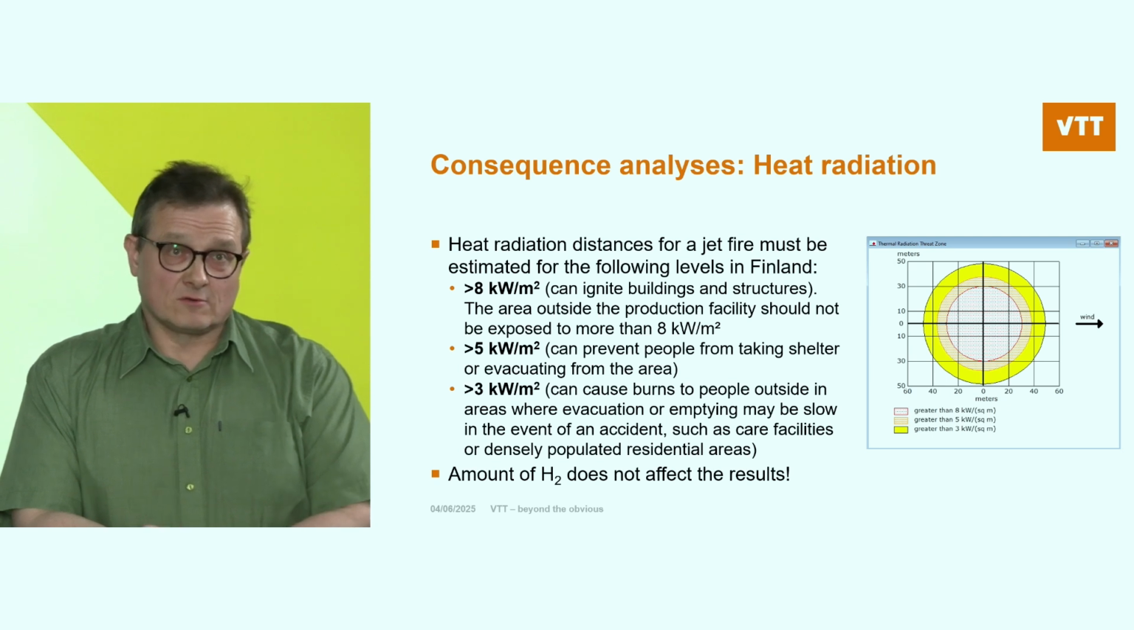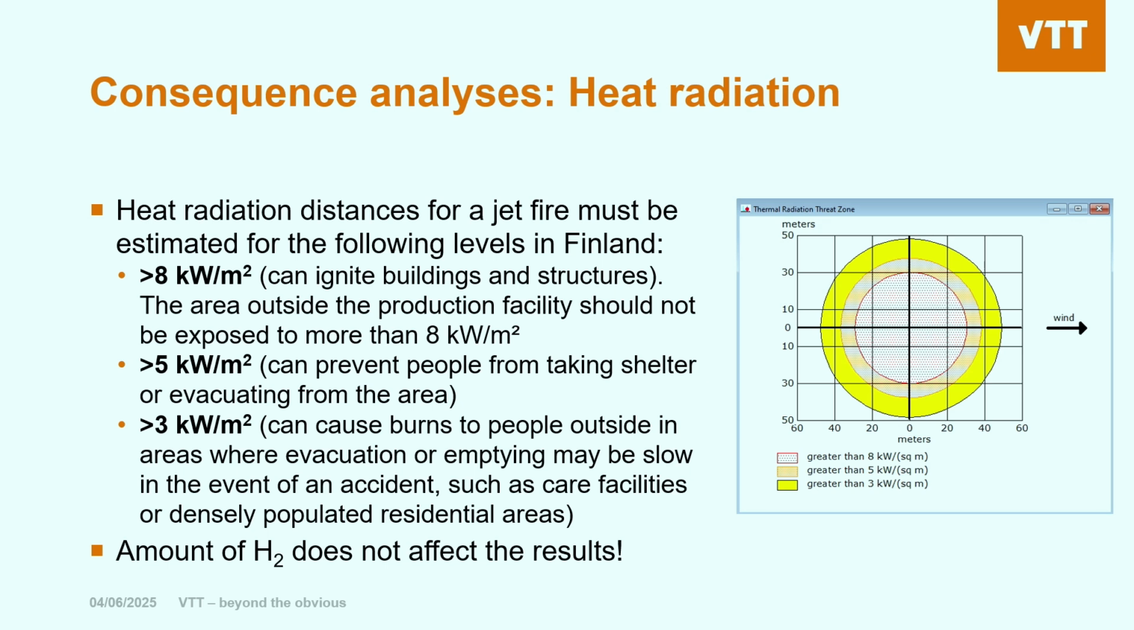Consequence analysis consists of basically two things: heat radiation analysis. There are 3 different heat radiation values that should be checked, and what must be noted here is that the amount of hydrogen does not really affect the results. If there is a jet fire, the biggest jet fire flame will be in the very beginning of the leakage situation.